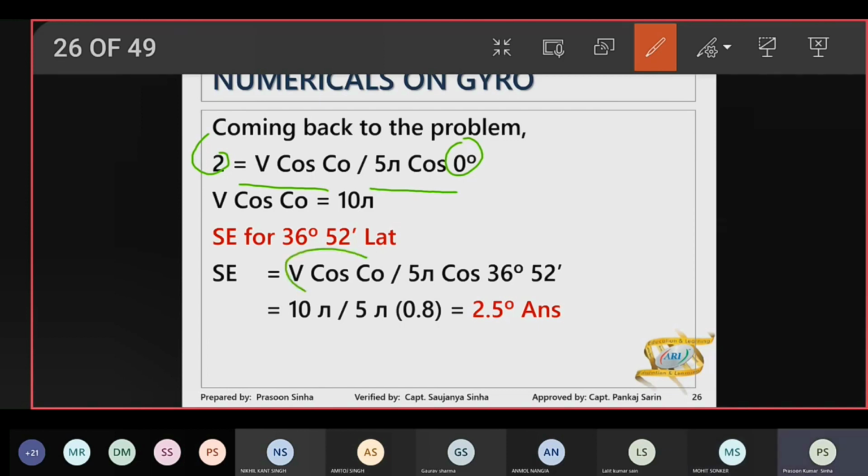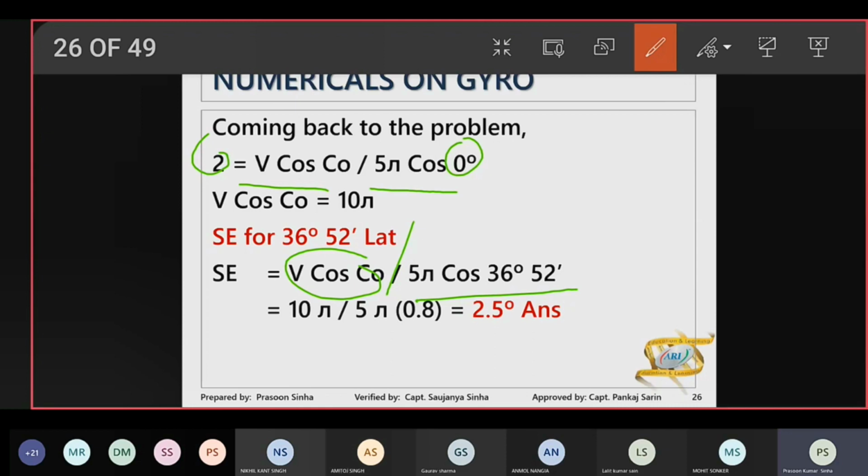The same V cos course by 5 pi cos latitude, this time 36 degrees 52 minutes. So in place of V cos course we have put the value 10 pi, which we calculated above, divided by 5 pi cos 36 degrees 52 minutes. So here is the answer. If you know the concept, it is a one step solution to this.